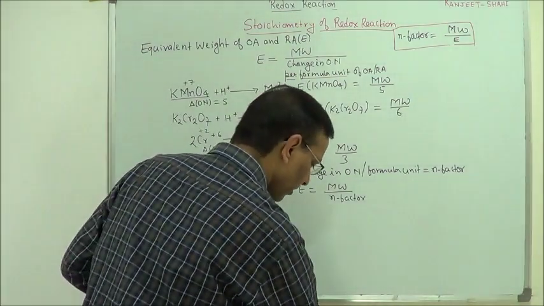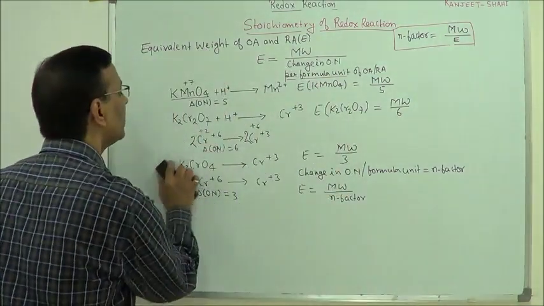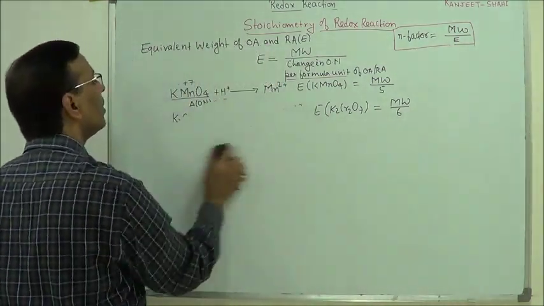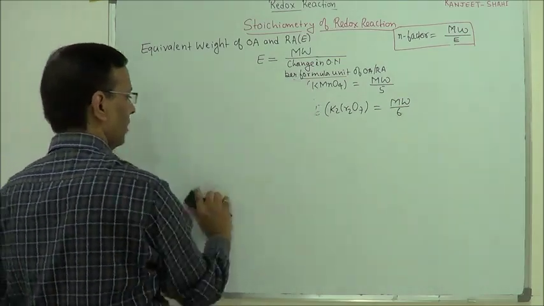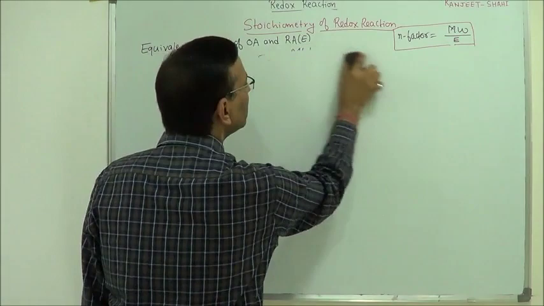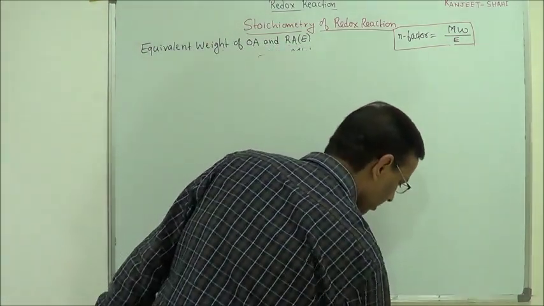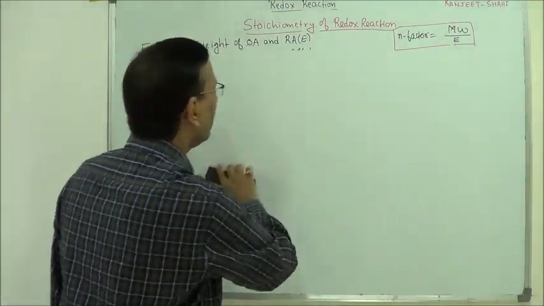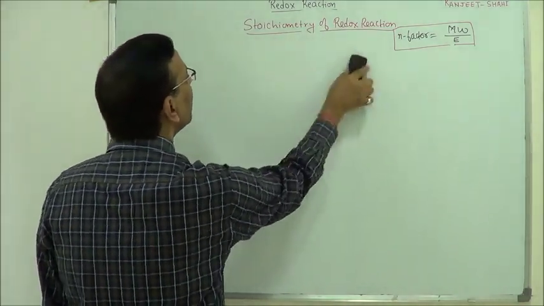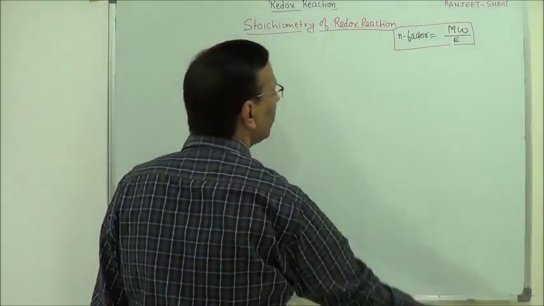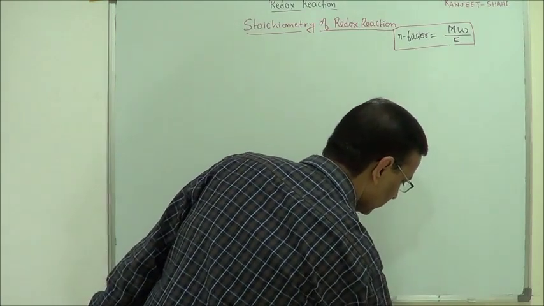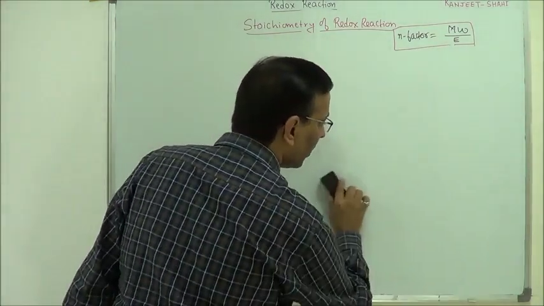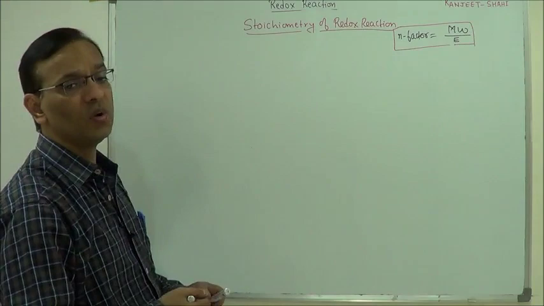Then comes the second quantity in this series, that is number of gram equivalent. Number of gram equivalent is related to equivalent weight, as number of mole is related to molecular weight or molar mass.